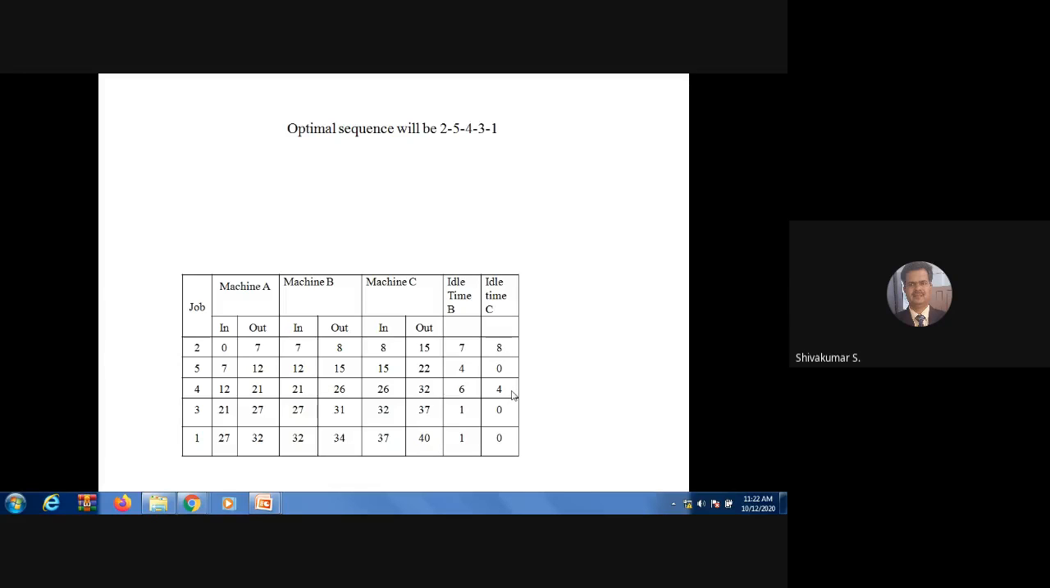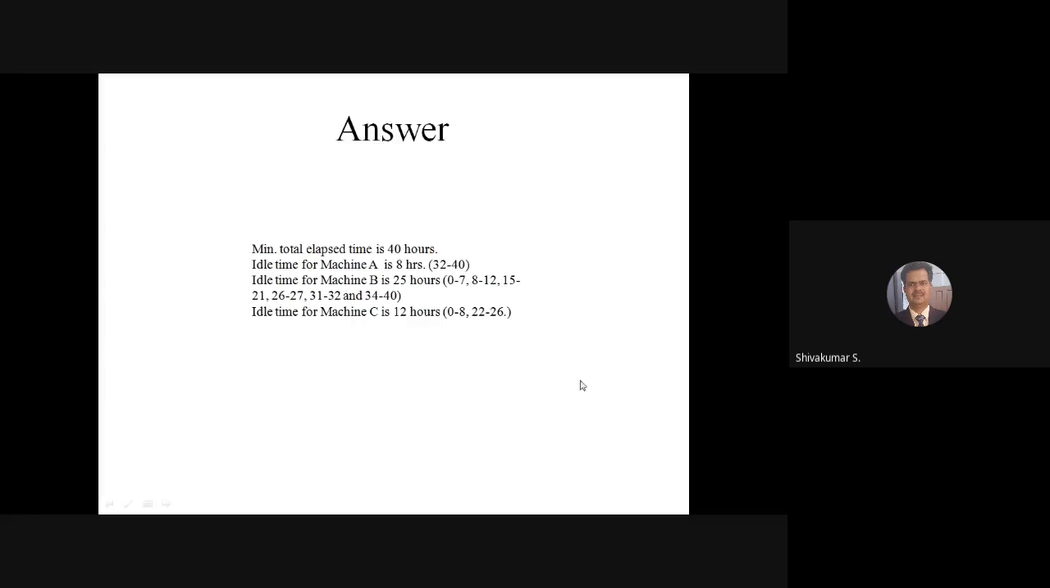So now, total elapsed time is how much? 40 hours. For machine A, 40 minus 32, 8 hours. For machine B, 40 minus 34, 6 hours plus these three, 23. For C it is 8 plus 4 only. So this is the answer. Minimum elapsed time is 40 hours.